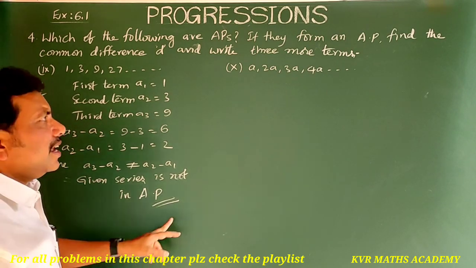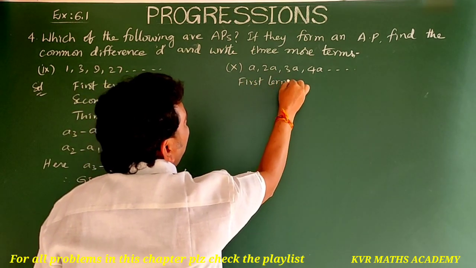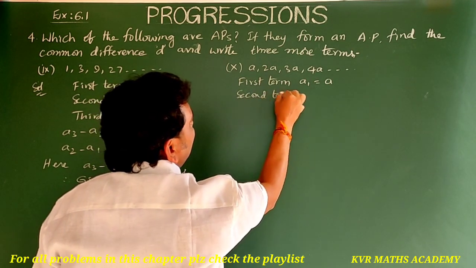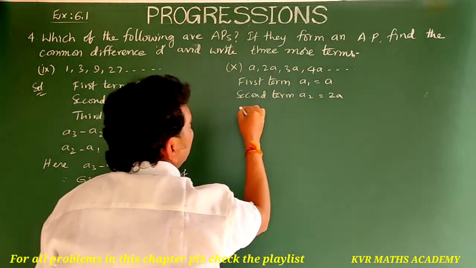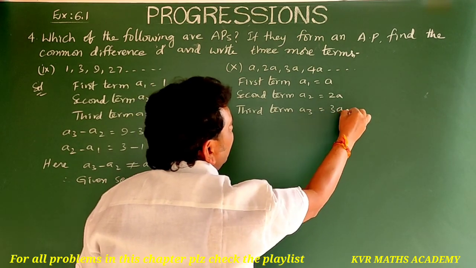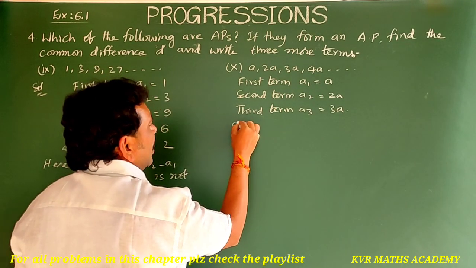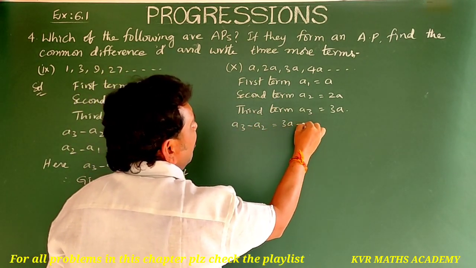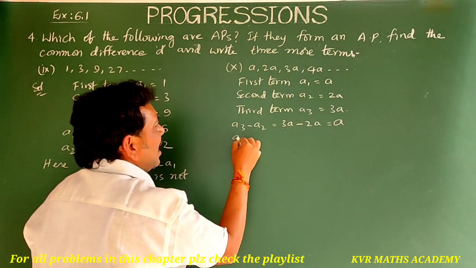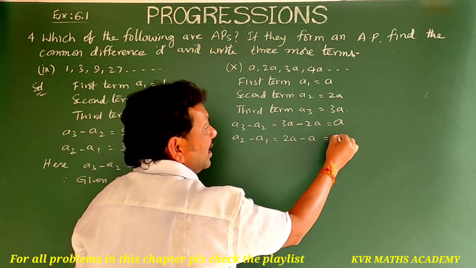Is it clear? Yes. Next, coming to the 10th one. See, first term a1 is equal to a. Next, second term a2 is equal to 2a. Next, third term a3 is equal to 3a, right? Let us find a3 minus a2 and a2 minus a1. a3 minus a2 is equal to 3a minus 2a, that is a. Next, a2 minus a1, that is 2a minus a, that is also a.